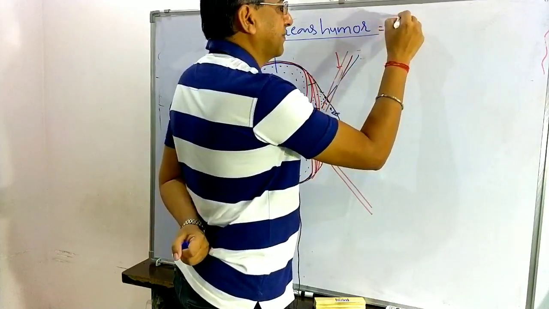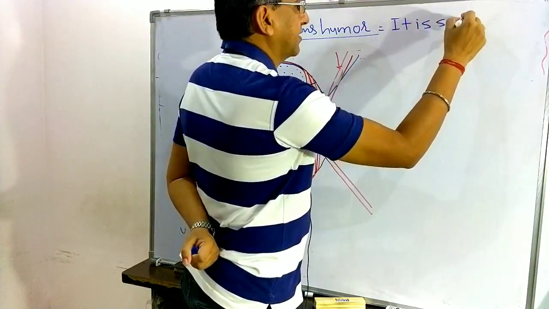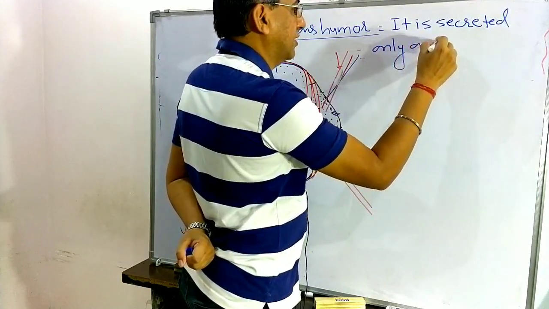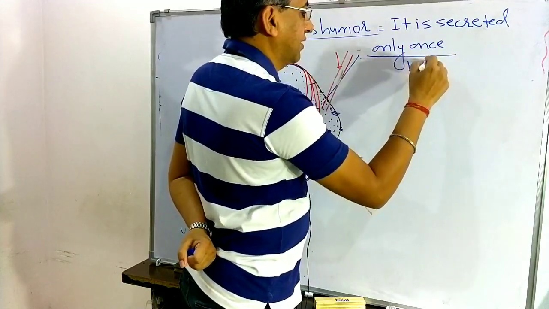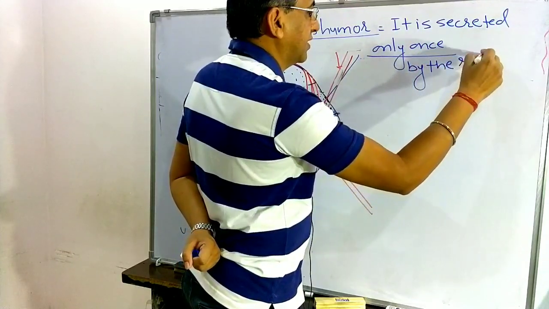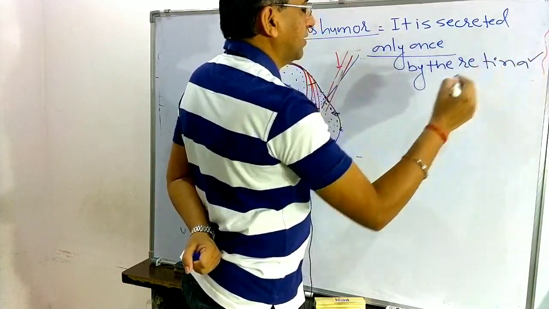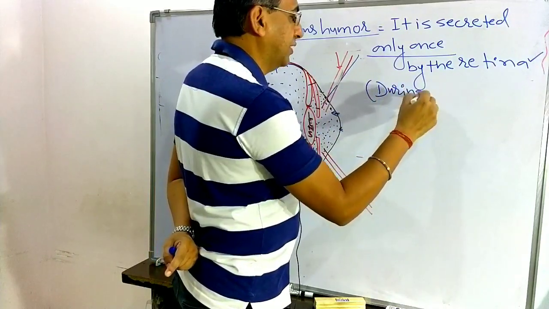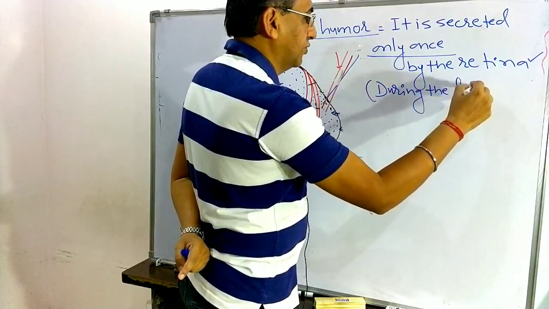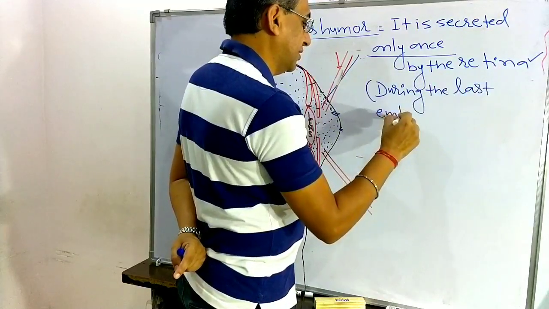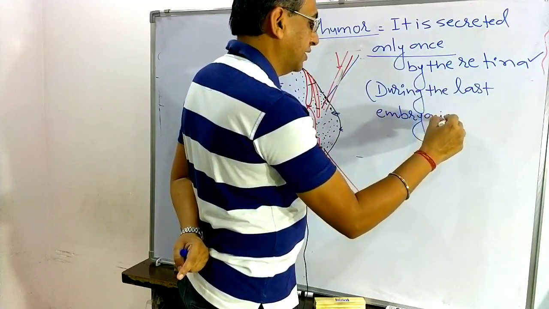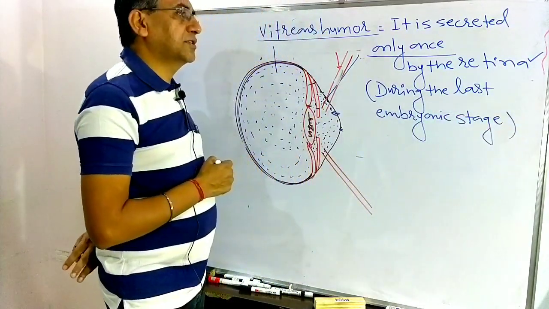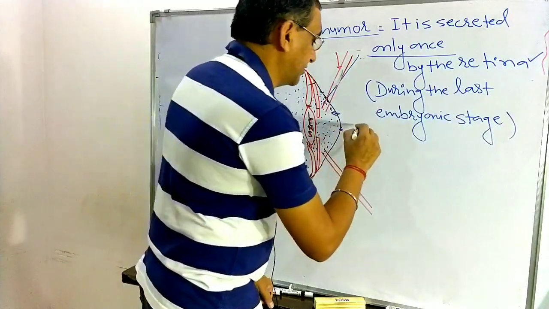It is secreted only once by the retina, during the last embryonic stage. During the last embryonic stage, it is secreted by the retina only once. That is secreted by the retina during the last embryonic stage.